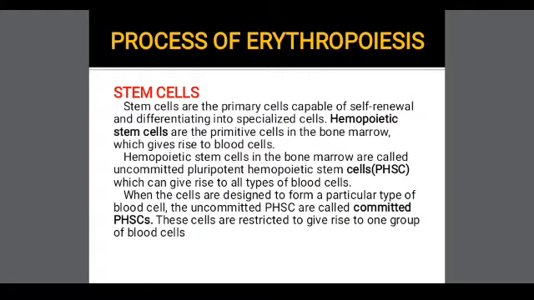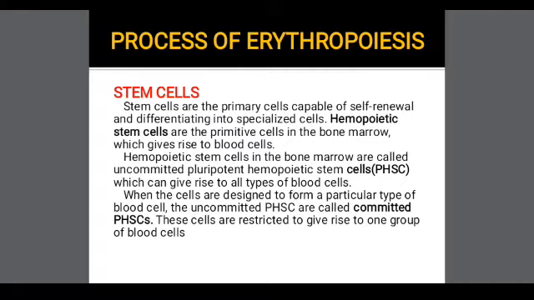Let's look at the process of erythropoiesis. Now, erythropoiesis doesn't just happen like that. There are cells that initiate the production of erythrocytes, and they're called stem cells. Stem cells are primary cells capable of self-renewal and differentiating into specialized cells. Hemopoietic stem cells are the primitive cells in the bone marrow which give rise to the blood cells. Hemopoietic stem cells in the bone marrow are called uncommitted pluripotent hemopoietic stem cells. They are uncommitted because they can give rise to any blood cell.